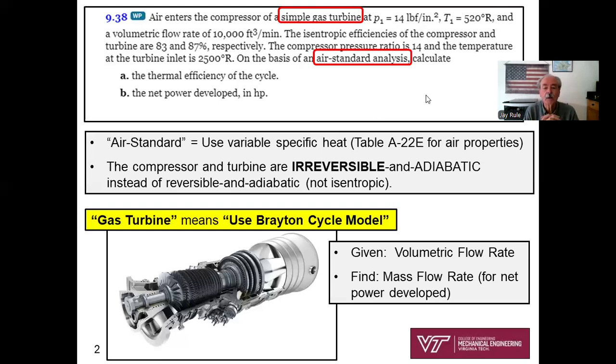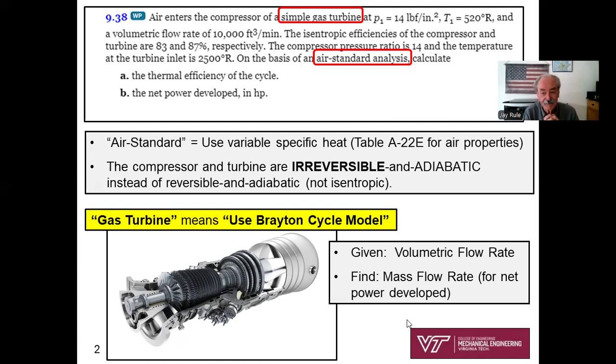Okay, so keywords. Simple gas turbine. When you see simple gas turbine, this little sketch should pop into your mind. This is a simple gas turbine, and this is a stationary gas turbine. It's one with an output shaft that's going to be running an electric generator. So this will be a stationary gas turbine.